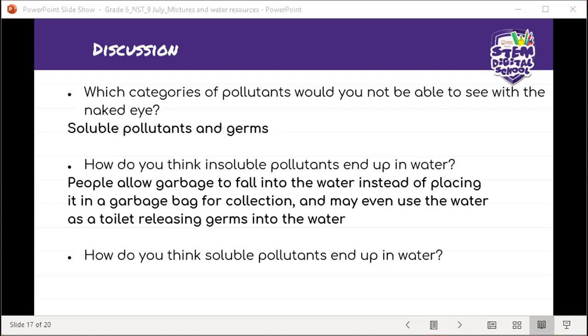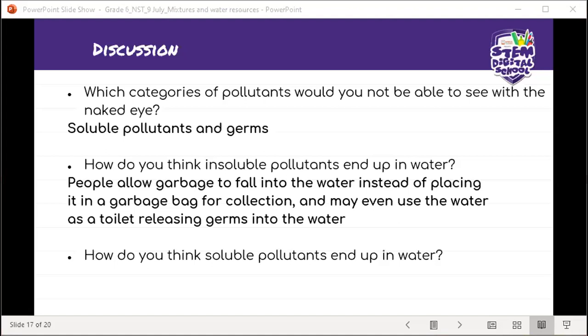Yes, Jira? I don't really know, but I think they end up in water because some people might throw them in the water because they can't find maybe a garbage bin or something. So they just throw it in the water, or they can put it on the ground and the water might take it. Oh, okay. Thank you very much, Jira.